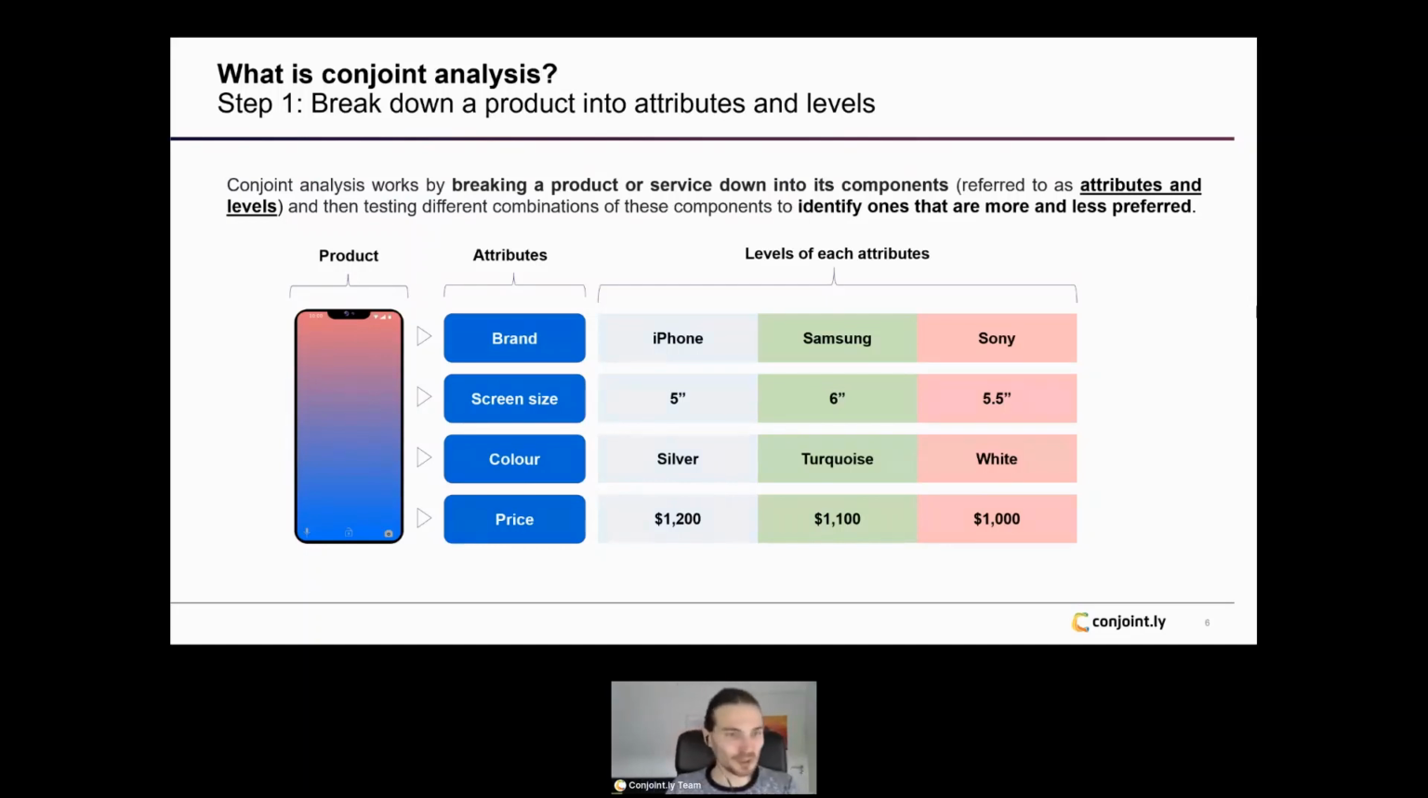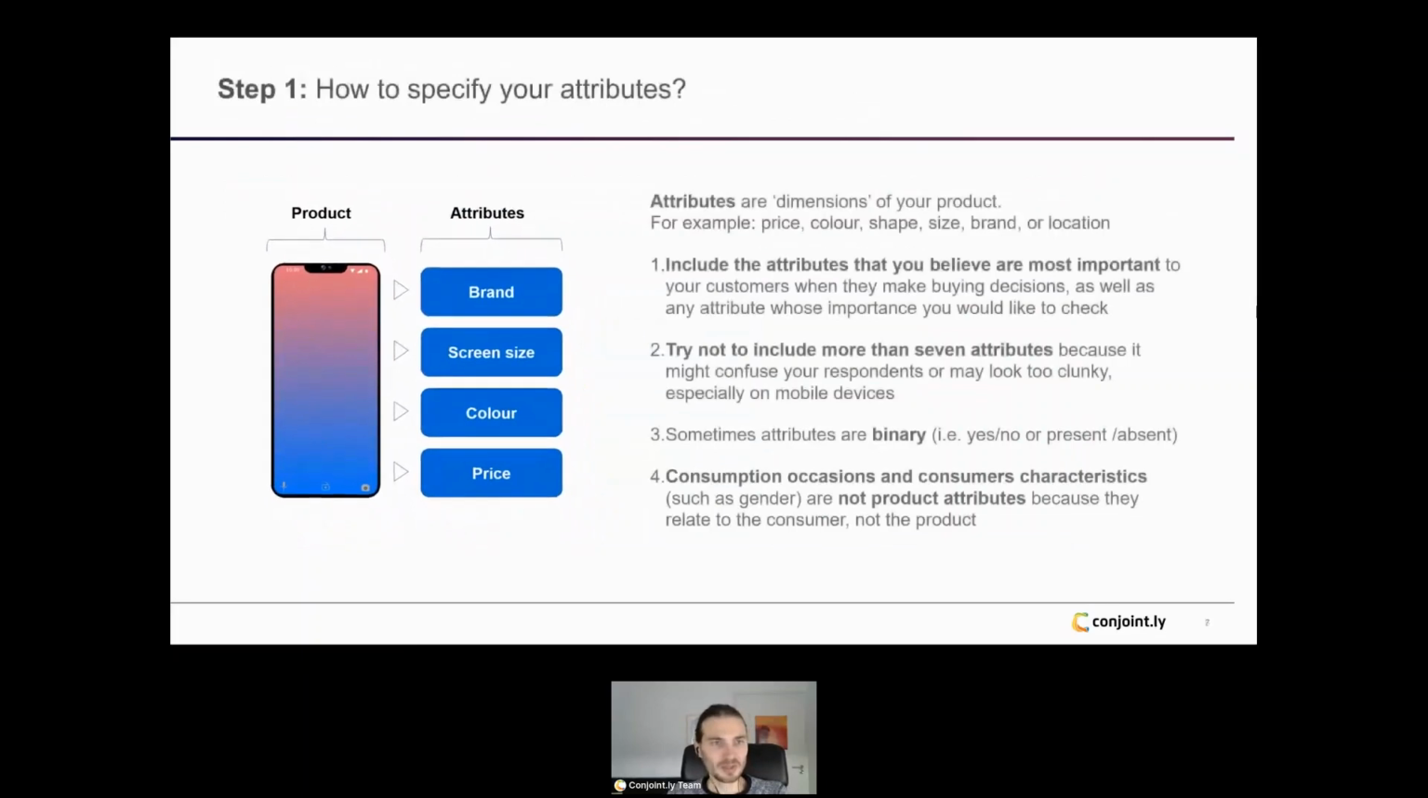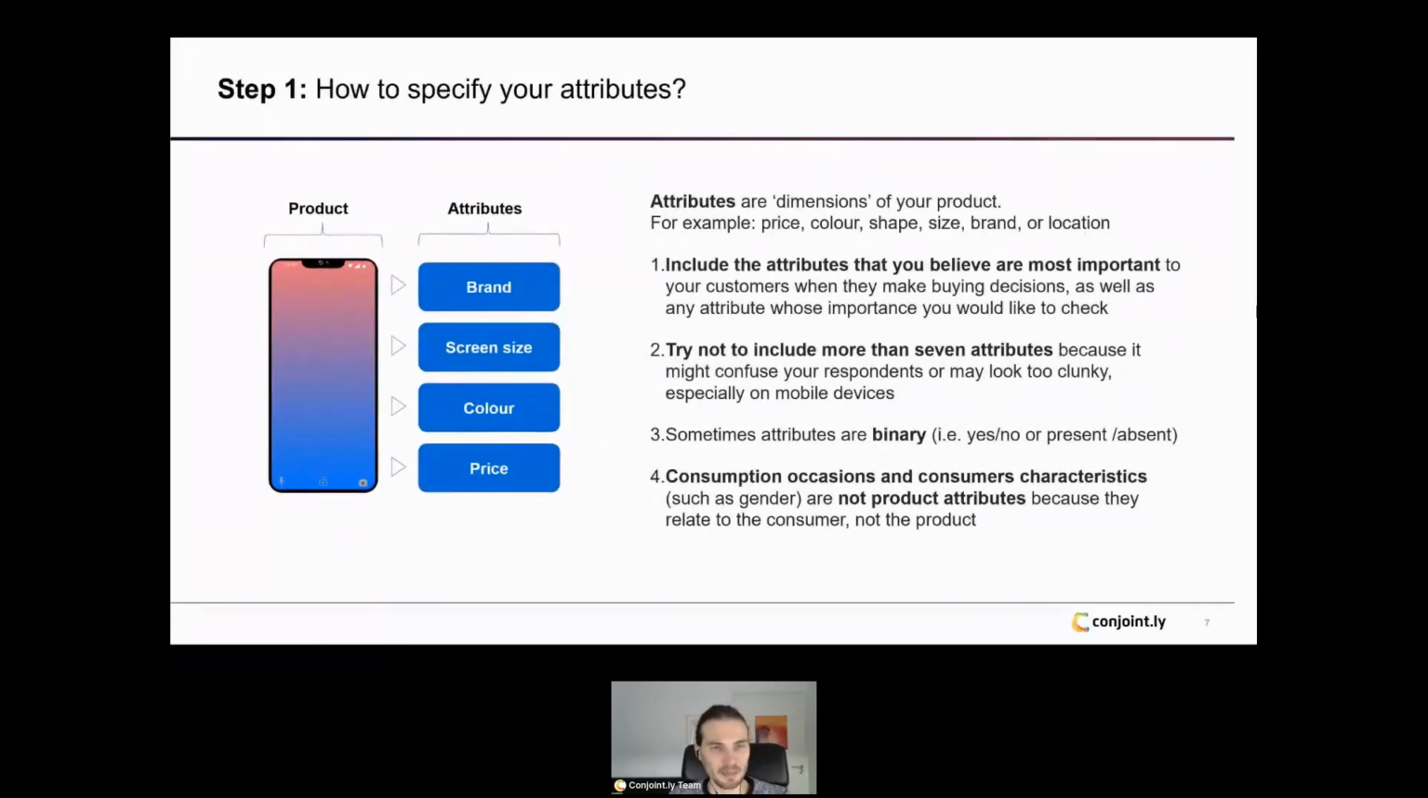Of course, there's a few more steps along the way, but let's first have a closer look at some specific elements when it comes to attributes and levels. So as I mentioned, attributes are basically the dimensions of a product. These are the things that you would label, and the things that you highlight on the back of the box. So things like price, color, shape, size, location, brand, etc.